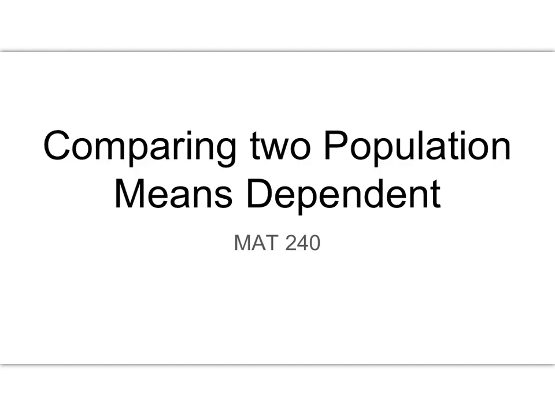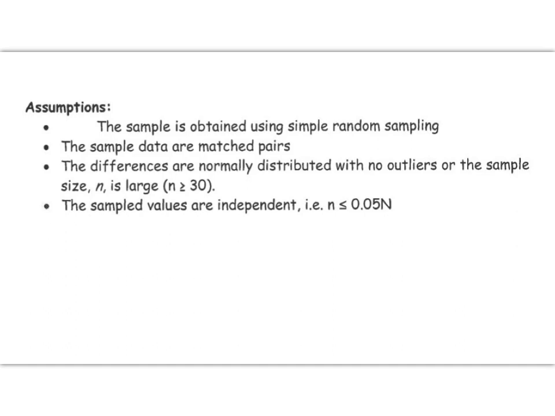All right, so now we've compared two population proportions, and now we're going to compare two population means, and we're going to learn how to do both the dependent means and also the independent means. But we're going to start with dependent means, also known as paired means, like they're paired with each other. So we're going to talk about the assumptions first.